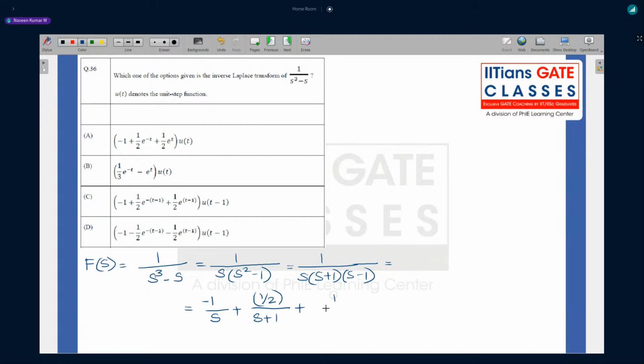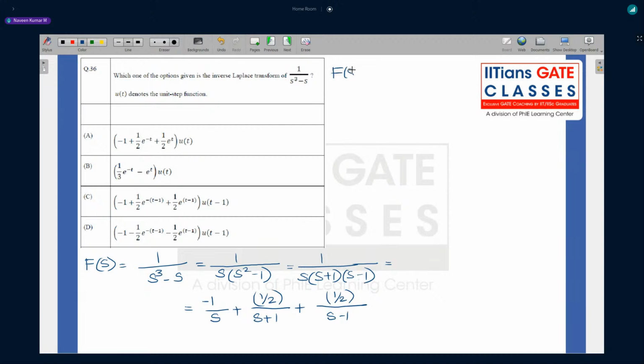Plus, sorry, here also I should not write the denominator, I should write the numerator s minus 1. Again, you have to substitute s is equal to 1. So this is 1 into 1 plus 1 is 2, 1 into 2, so this will be again 1 by 2. That's it. You have split the partial fractions. Now they're asking what is f of s?